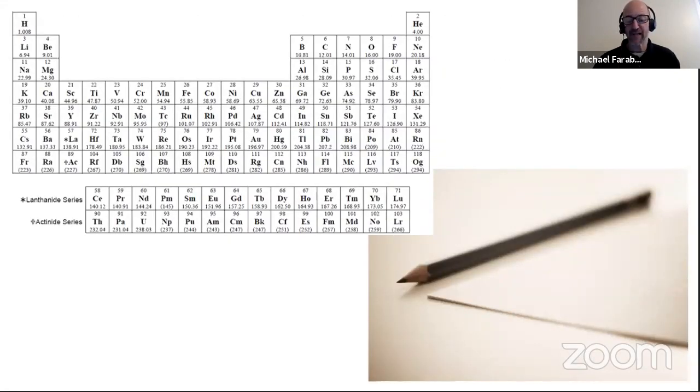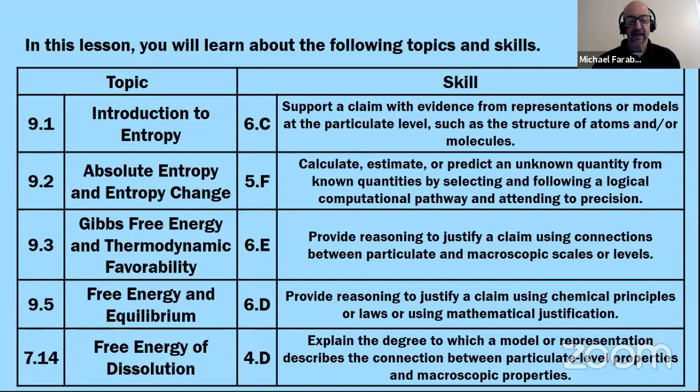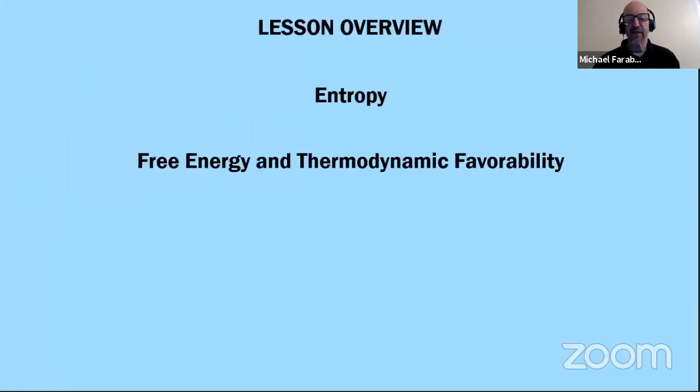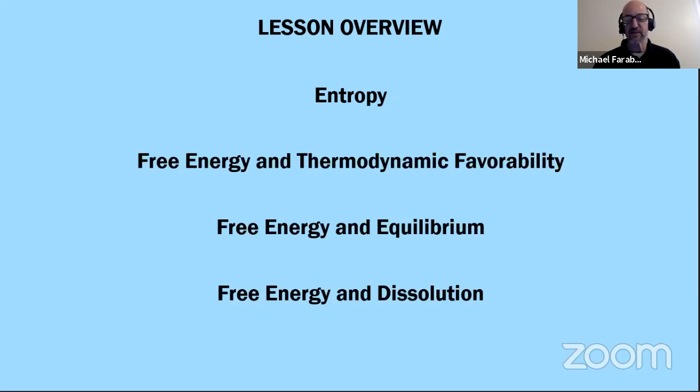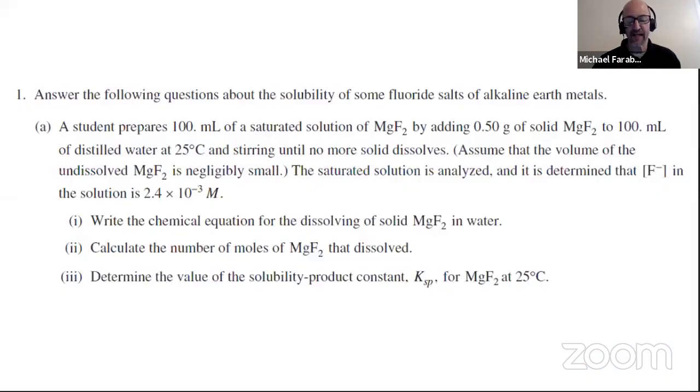Hopefully you have access to a periodic table, scratch paper, something to write with. We'll talk about in Unit 9, entropy, Gibbs free energy, thermodynamic favorability, and the connection between free energy and equilibrium and dissolution. And you can see not only the topics here, but also the skills and science practices. So in our overview today, we'll talk about entropy, free energy, and thermodynamic favorability, and as free energy relates to equilibrium and dissolution. Our warm-up problem for today's lesson is the AP Chemistry practice exam question that I had given you in yesterday's lesson for homework.